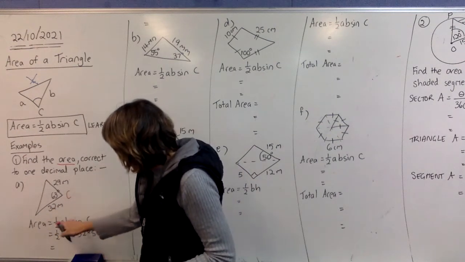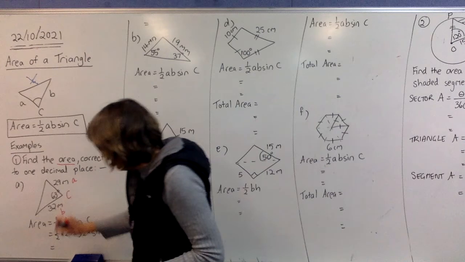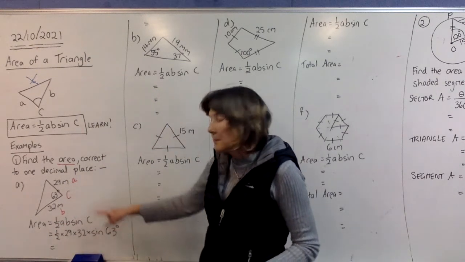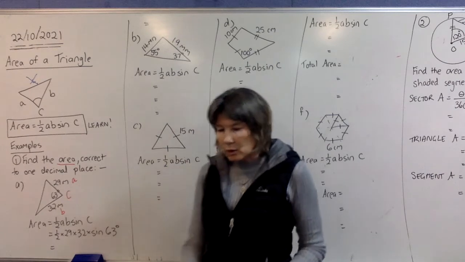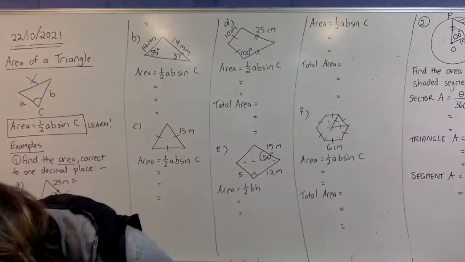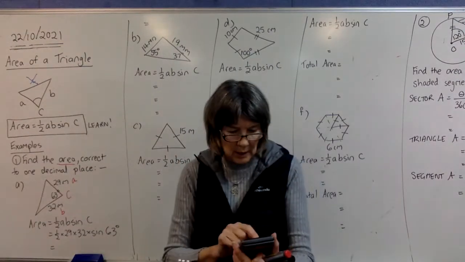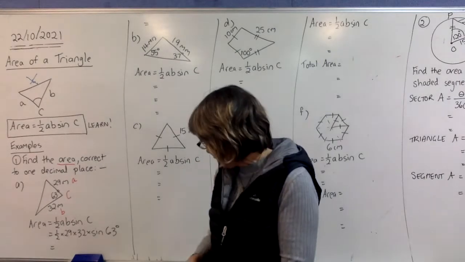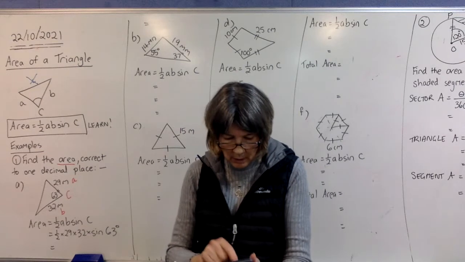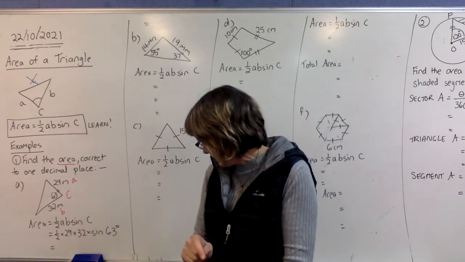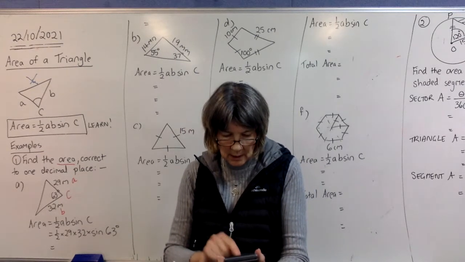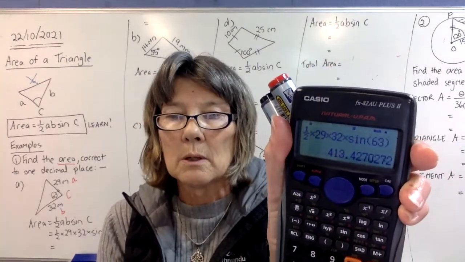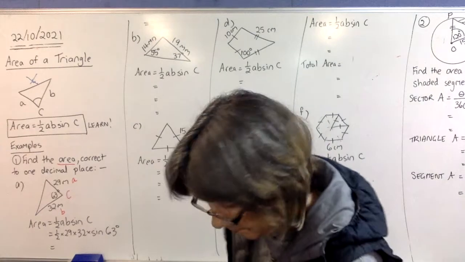All right, so I've called A 29 and B 32. So it's a half times A times B times sine 63. It's pretty quick to do in your calculator. So just press your fraction key, 1, down arrow, 2, right arrow out of your fraction, times 29 times 32 times sine 63 and close the bracket. And when you press equals, that's what we end up with.